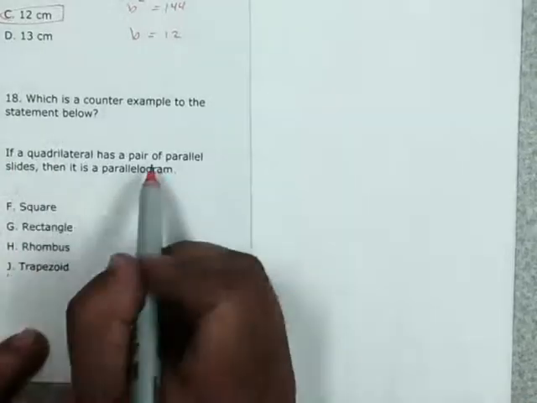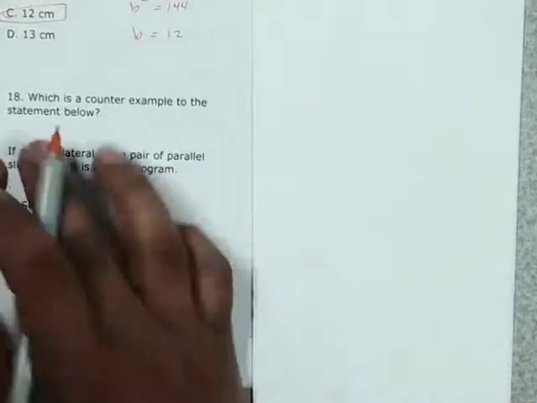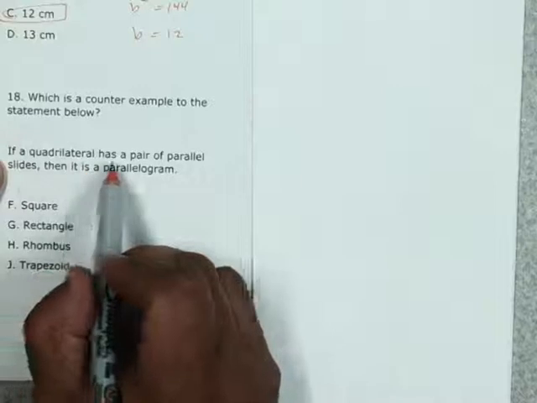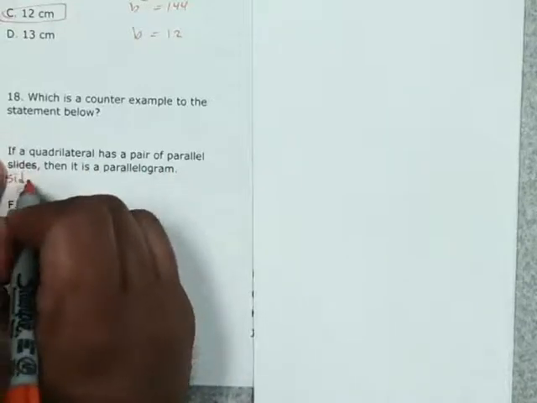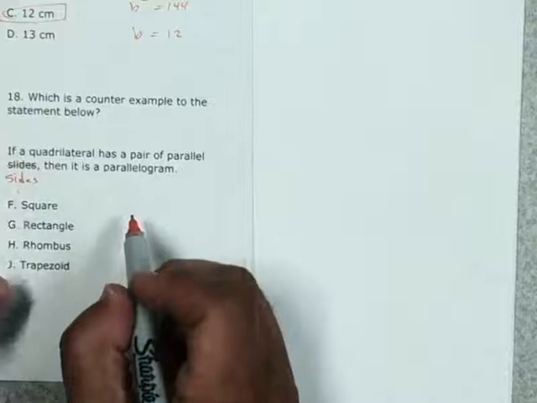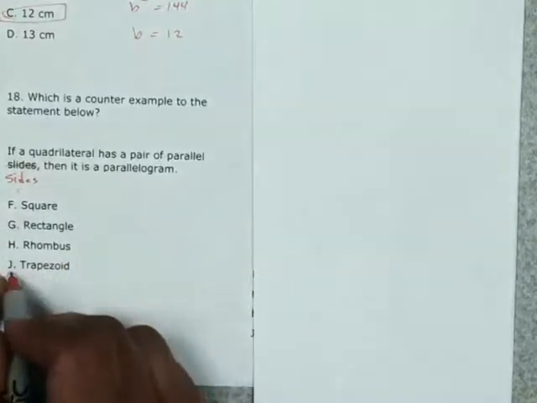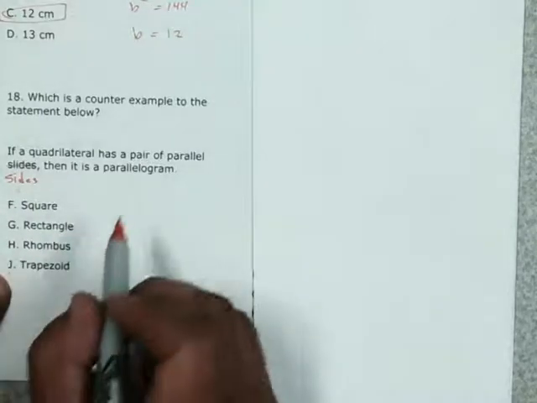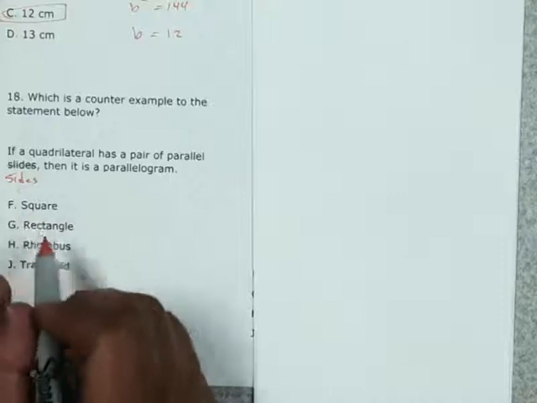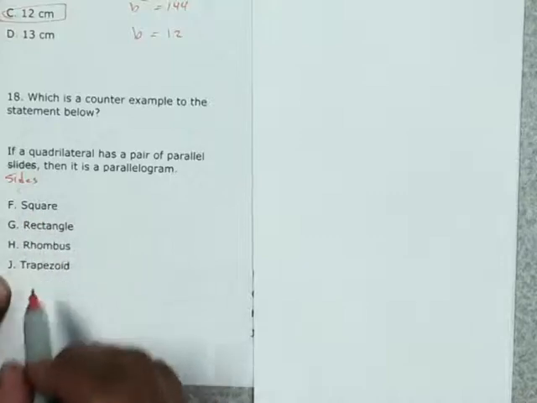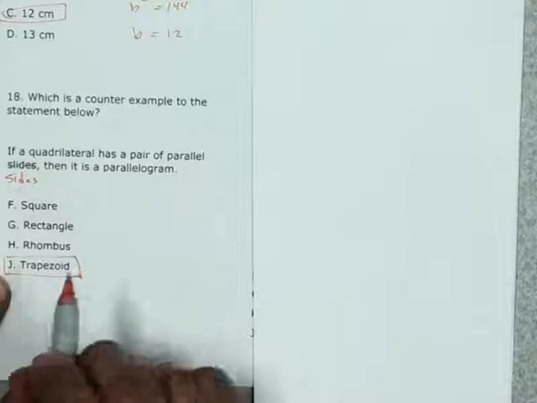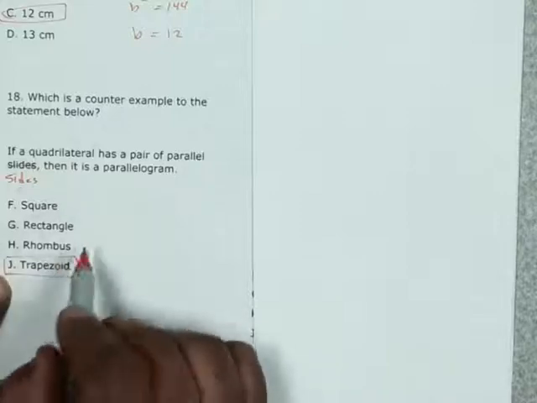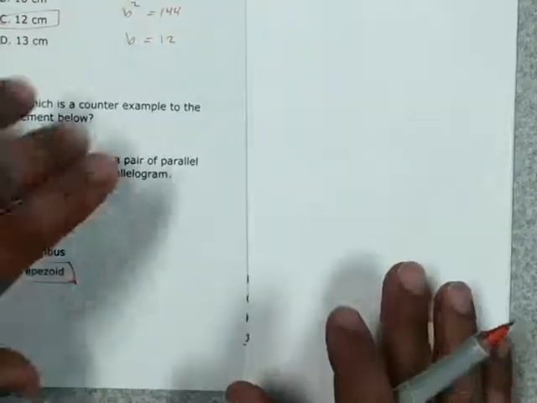All right, 18 talks about counterexamples. So if a quadrilateral has a pair of parallel sides, then it's a parallelogram. So we want something that has a pair of parallel sides, but it's not a parallelogram. Square is a parallelogram, rectangle is a parallelogram, a rhombus is a parallelogram. Trapezoid does have one pair of parallel sides, and it's not a parallelogram. So trapezoid would be the answer for that one. That would be my counterexample.